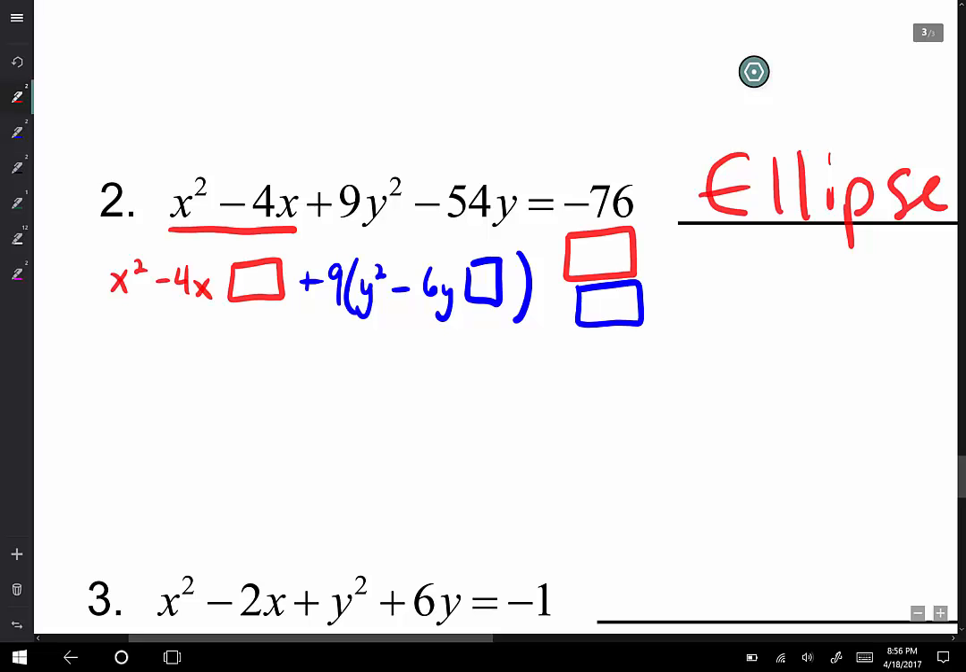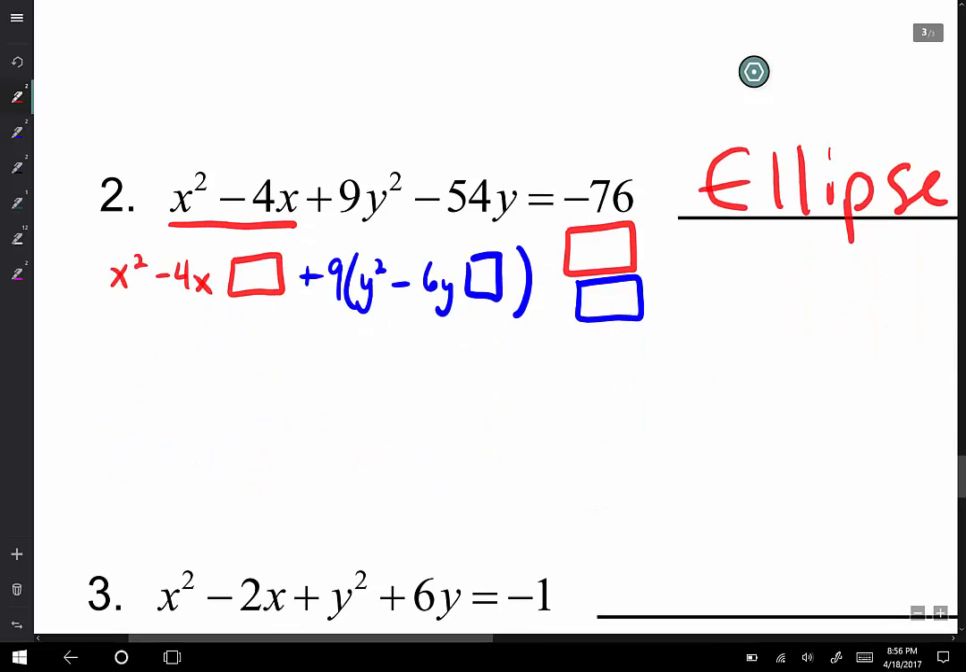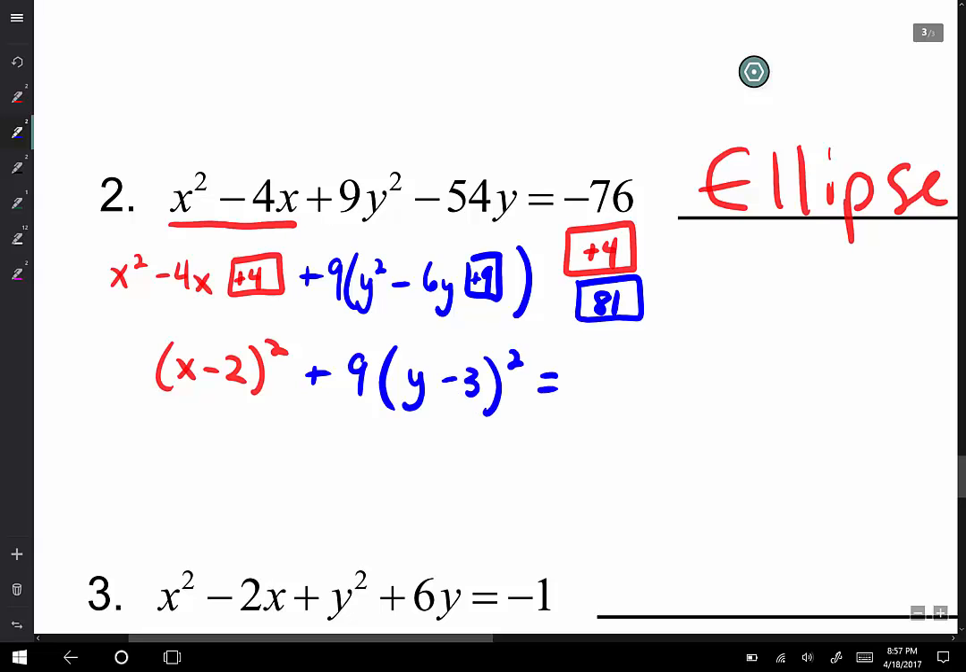Okay, so over in the red, half of 4 is 2 squared, so that's a plus 4 over here, so we're going to have to add 4 over here. In the blue, half of 6 is 3, 3 squared is 9, add a 9 there, but we don't put a 9 in this blue box, because we have to multiply it by that 9 first. It's actually going to be an 81 in this box. Okay, so our new equation is x minus 2 squared plus 9 times y minus 3 squared equals 81 minus 76 is 5 plus 4 is 9.